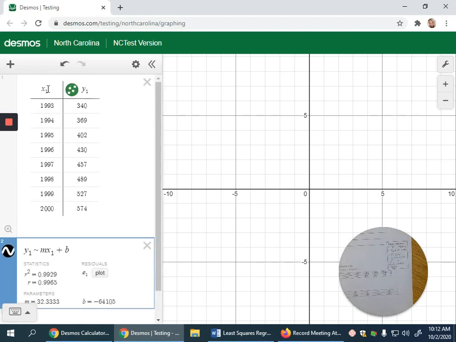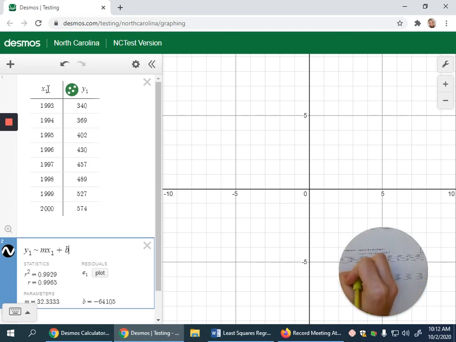So notice, I'm going to copy down my equation like I normally see it, y equals mx plus b. And then if you look at the very bottom of the screen, they've got m equals a number, and then they have b equals a number. That is your slope and your y-intercept.